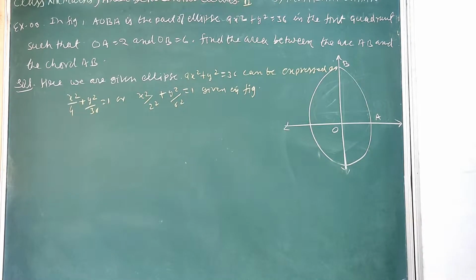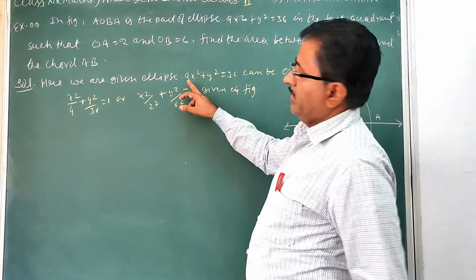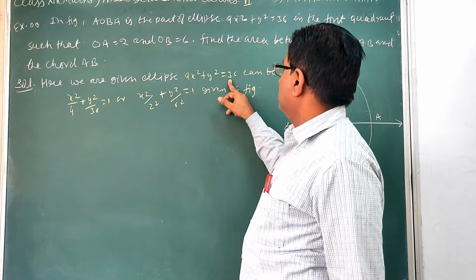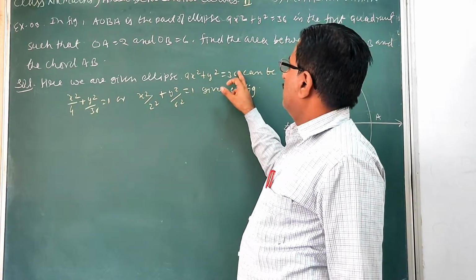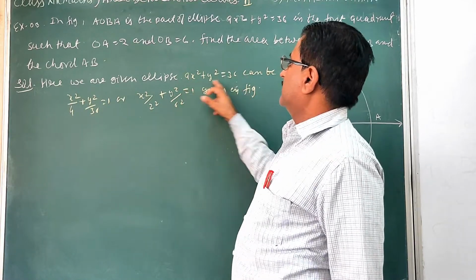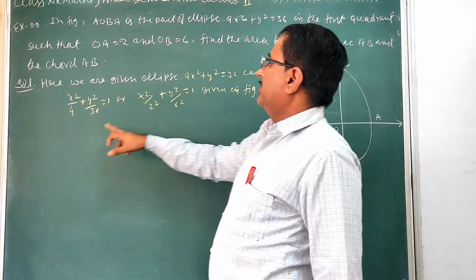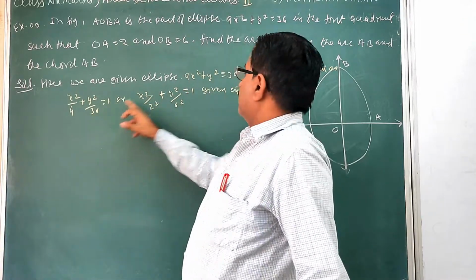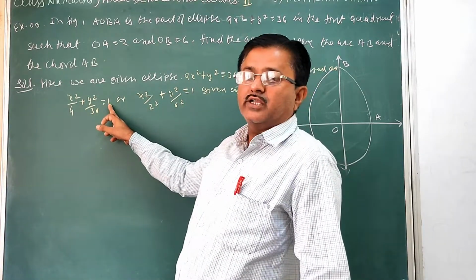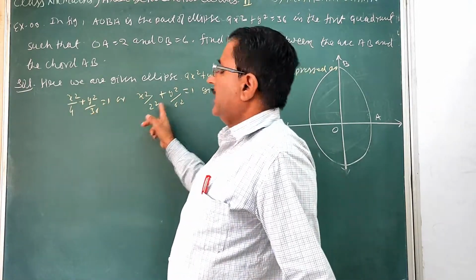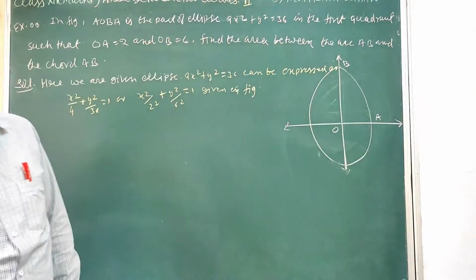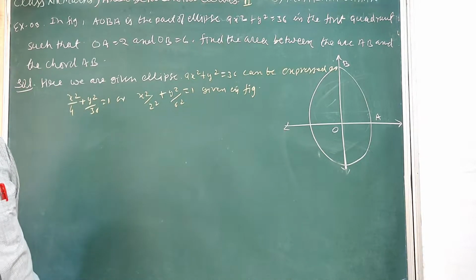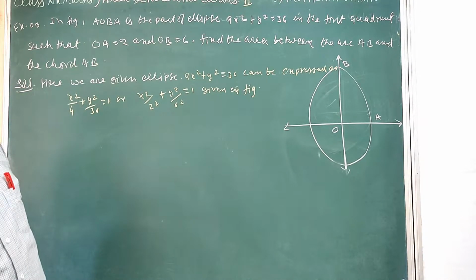Given the ellipse 9x square plus y square equal to 36, we can write it in standard form by dividing by 36. So 9x square upon 36 is x square upon 4, plus y square upon 36 equal to 36 upon 36, that is 1, which can be written in standard form as x square upon 2 square plus y square upon 6 square equal to 1.